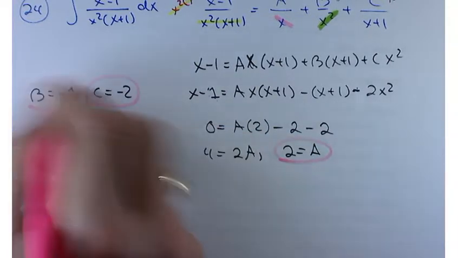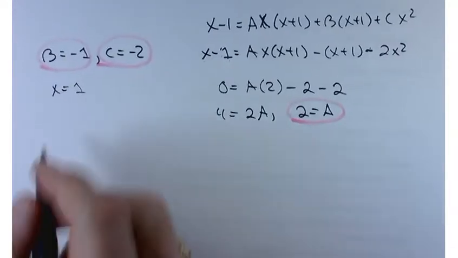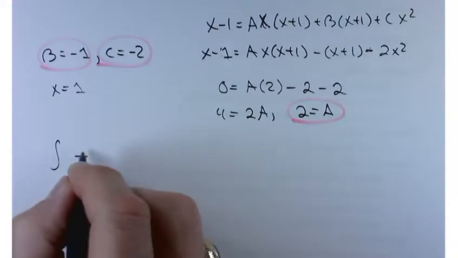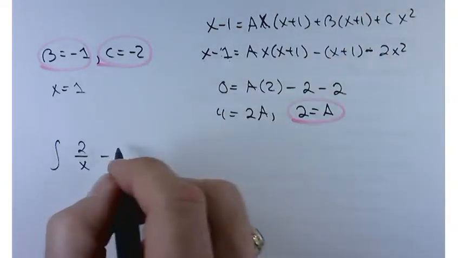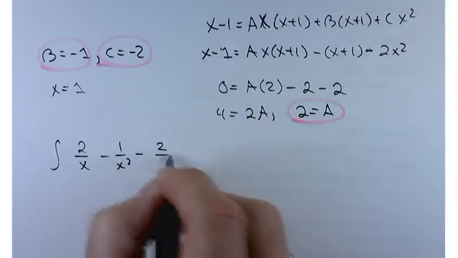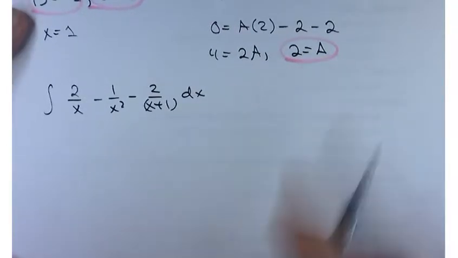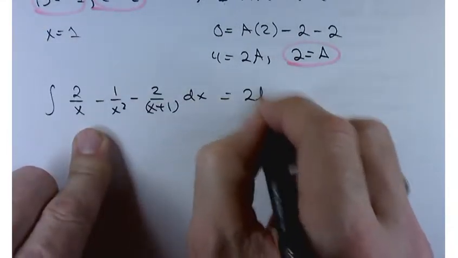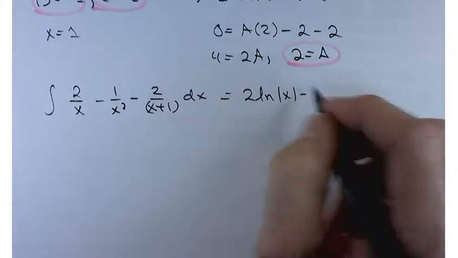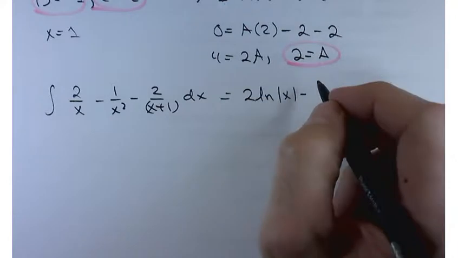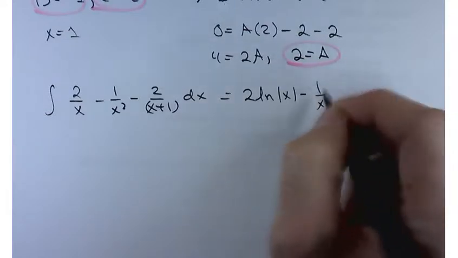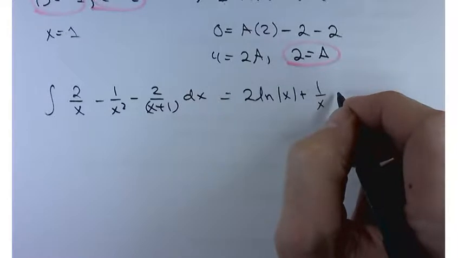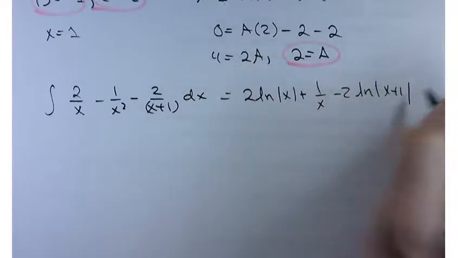A is 2. B is negative 1. C is negative 2. Overall, that gives me the integral of 2 over x, let's see, B was negative 1, so minus 1 over x squared, minus 2 over x plus 1 dx. This is going to integrate as 2 times the ln of x, minus, and minus, let's see, minus exponent. I think that's going to be a plus 1 over x, or is it minus 1 over x? It's going to be a plus. Yeah. Plus 1 over x minus 2 ln of x plus 1, plus a constant.